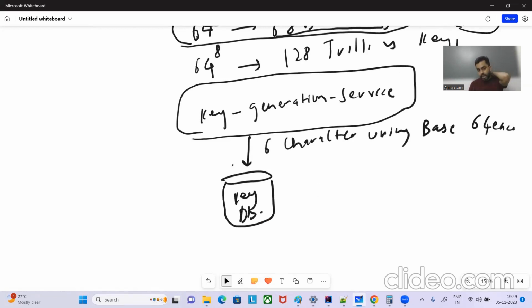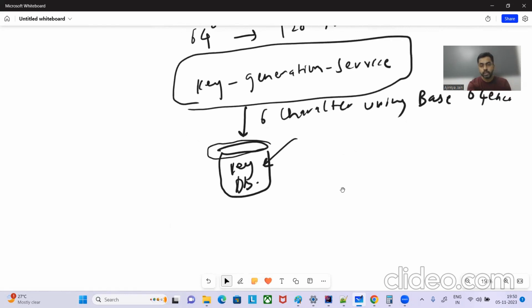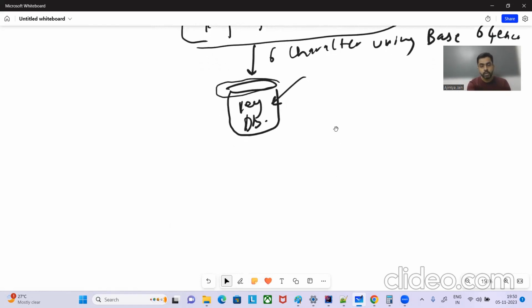It can do this in the background, generating these 68 billion random 6 character keys and storing them in the KeyDB. Then our system can look up this DB to fetch any random short key and provide that short key to the user against the original URL. So we'll be using our own key generation service, which will generate random 6 character keys and store them in our KeyDB. So this will be the business logic.